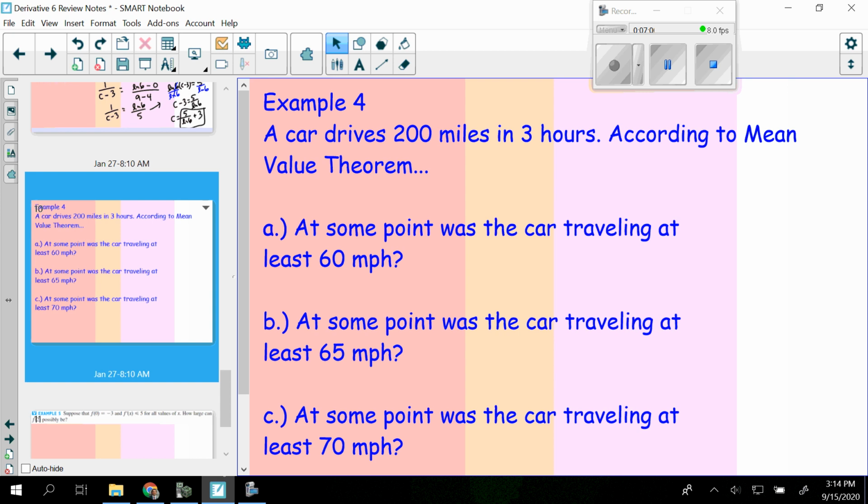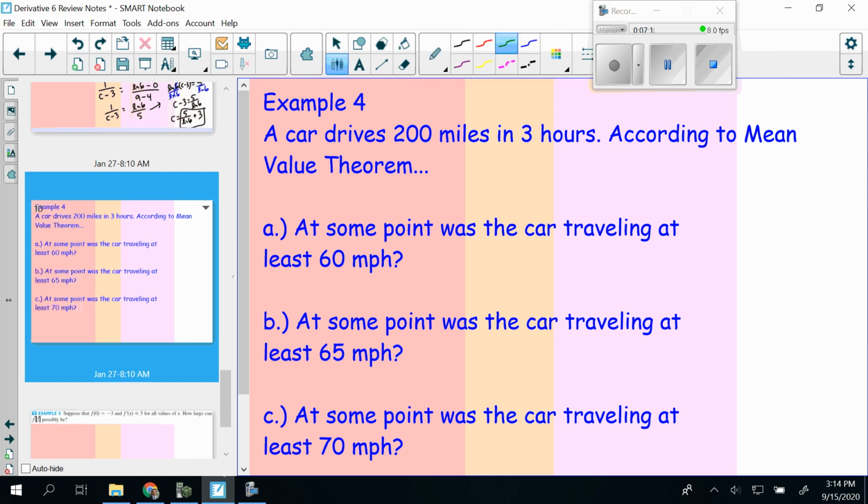Okay, another application of this one. Suppose a car drives 200 miles in 3 hours. According to the mean value theorem, do we know these things are true? At some point, was the car traveling at least 60 miles per hour? So this would be like our instantaneous rate of change. Can we compare that to our average one?